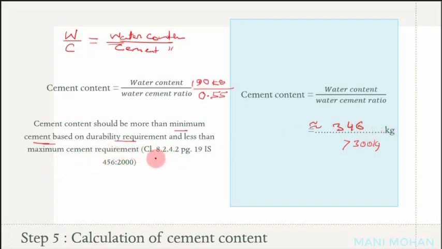Also I have to see that this 346 kg of cement should not exceed the maximum cement requirement. So please visit clause 8.2.4.2, page 19. There you'll see the provision of maximum cement content. Please check whether this 346 kg is exceeding the maximum cement content or not. So this is an exercise for you. I know this 346 is less than the maximum cement content, but please check what is the maximum cement requirement as per this particular clause in IS 456 2000.